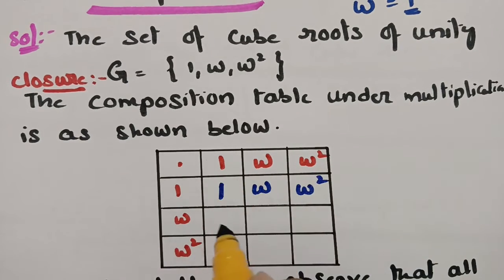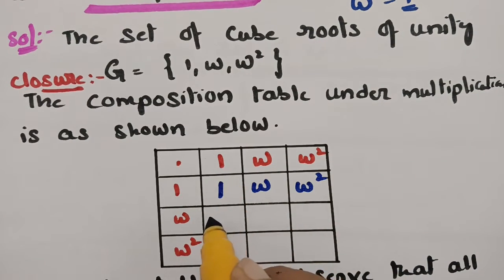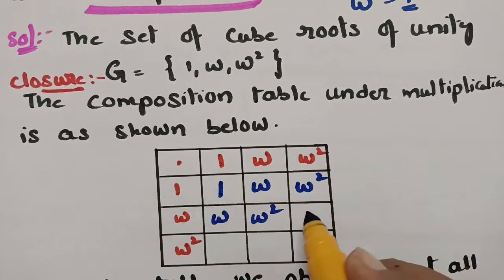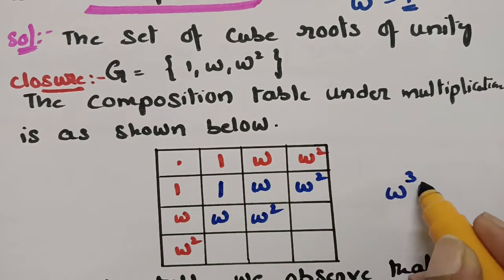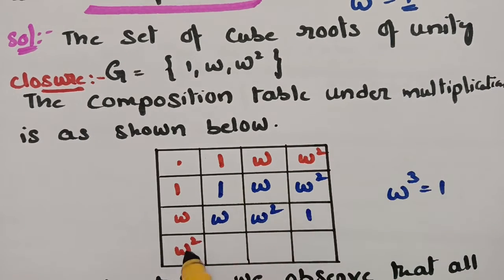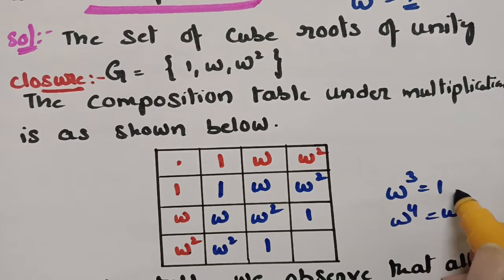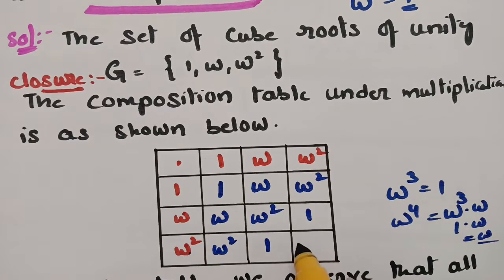So, if I multiply with omega, see here, omega into 1 is omega. This is omega square and this value is omega cube. So, as you know, omega cube value is 1. And next one, omega square. This is omega square, this is omega cube which is equal to 1, and this is omega power 4, which can be written as omega cube into omega, which is 1 into omega, which is equal to omega. So this is omega. So these are all the entries.